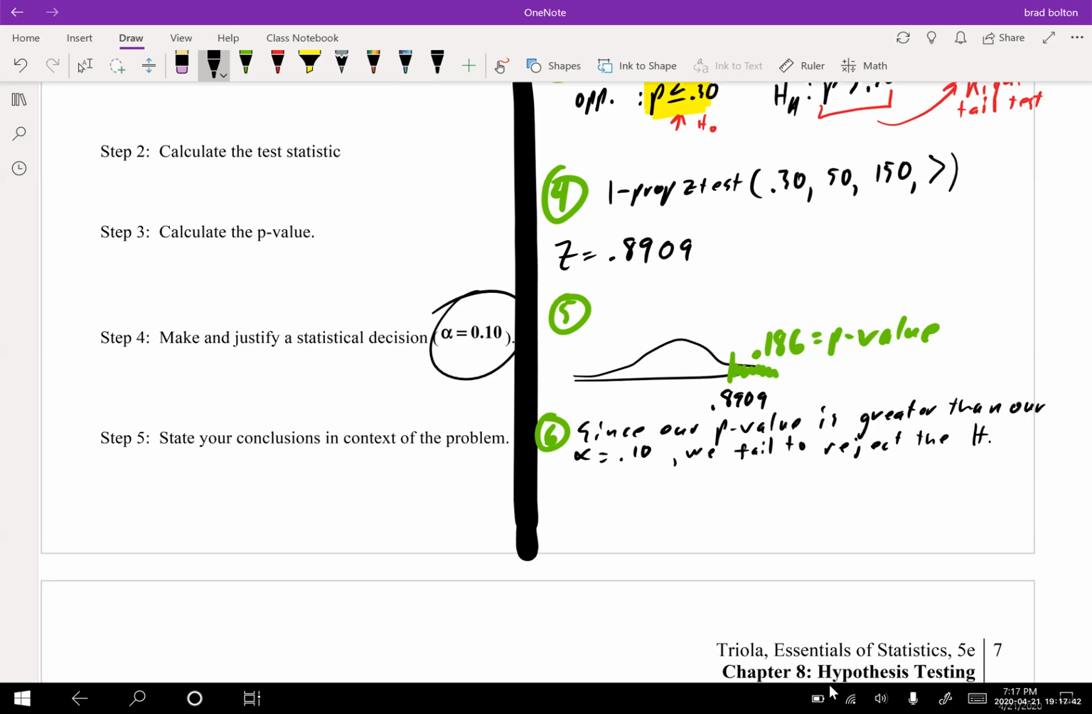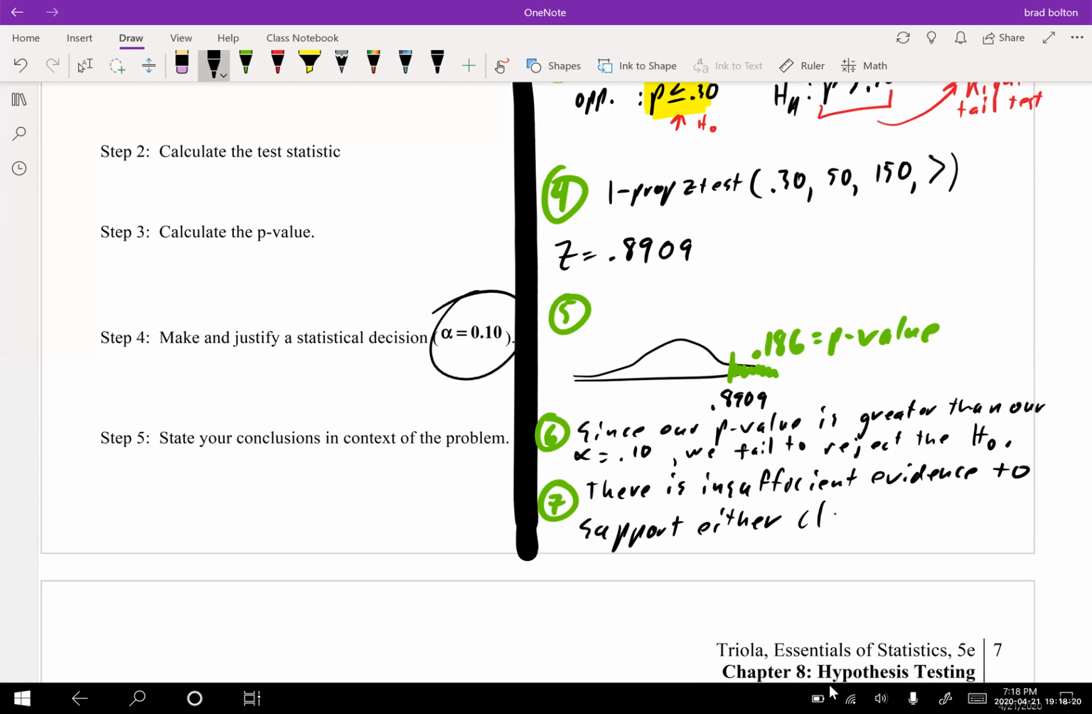Okay, so then we go to step 7, and we're in the same boat as last time. We say there is insufficient evidence to support either claim, or to support rejecting the null hypothesis. Some teachers teach it that way as well. But if I can't reject the null, then I can't say it's true either. I just have to say, I don't have enough evidence from this study, to support either claim.